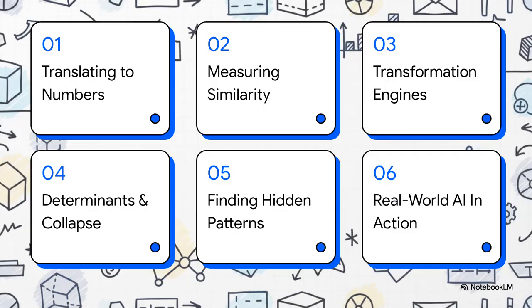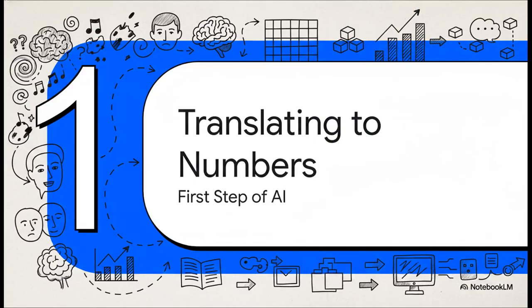Okay, let's dive straight into this blueprint. Here's our roadmap for today. 1. Translating reality into numbers. 2. Measuring similarity. 3. Transformation engines. 4. Determinants and space collapse. 5. Finding hidden patterns. And finally, 6. Real-world AI in action. All right, part 1, translating reality into numbers.